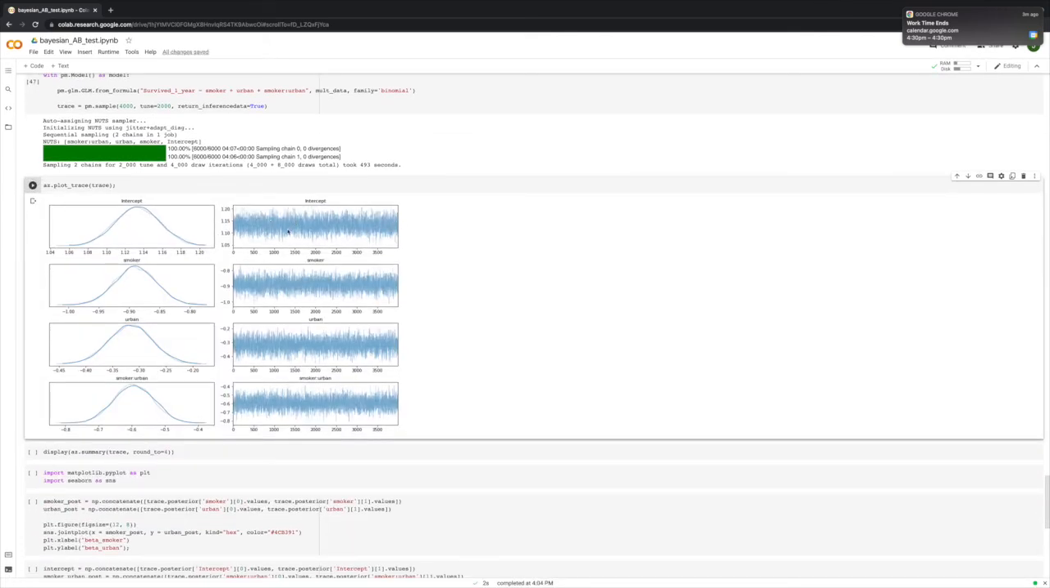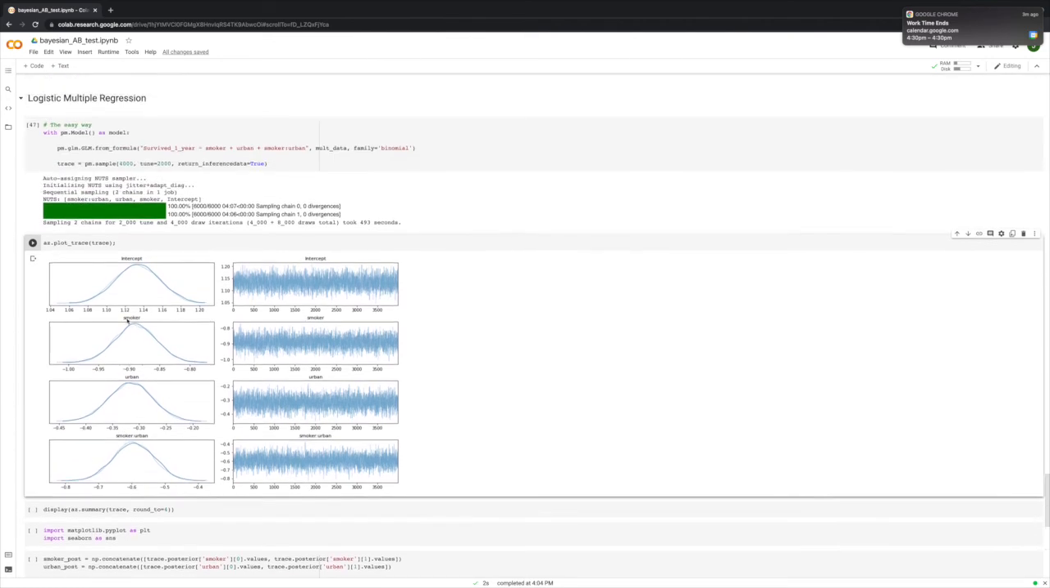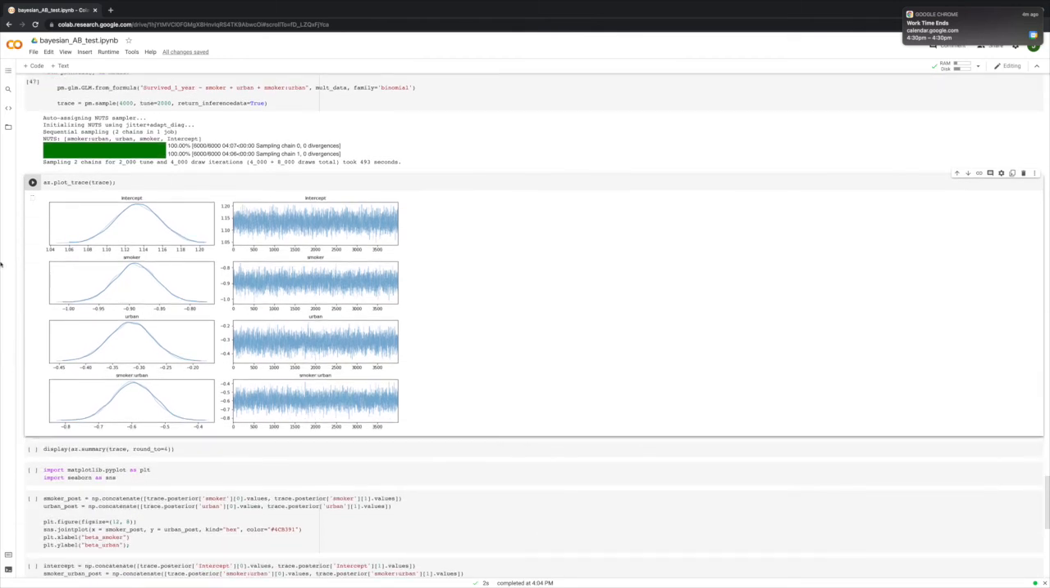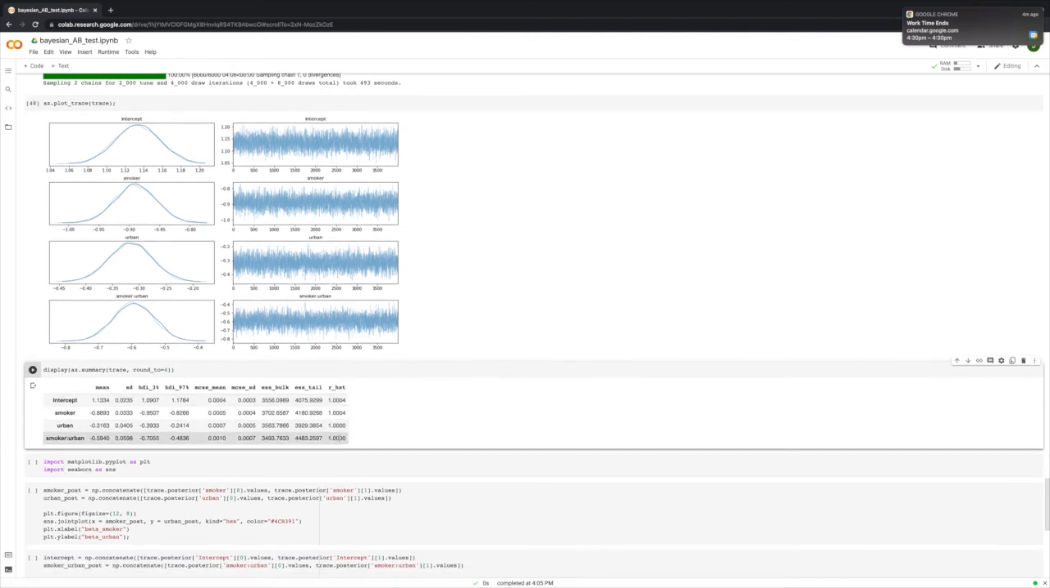All right, yeah, this all looks pretty random. Everything seems to have converged really well, and that's partly because we had a large sample size and partly because we used more tuning steps. Large sample size, a lot of sampling draws, a lot of sample iterations. Let's go and look at that table.